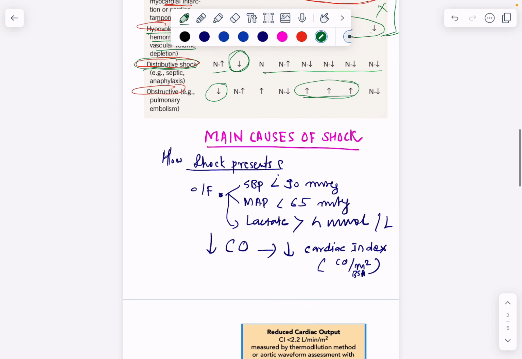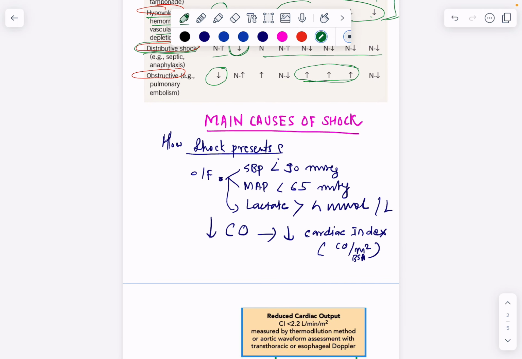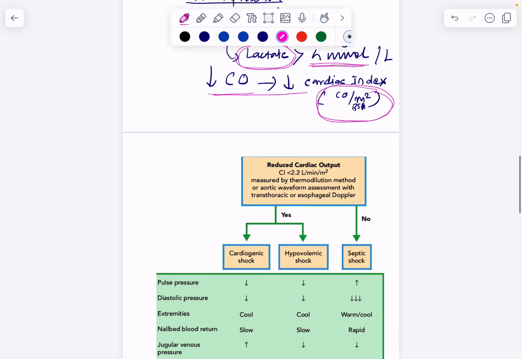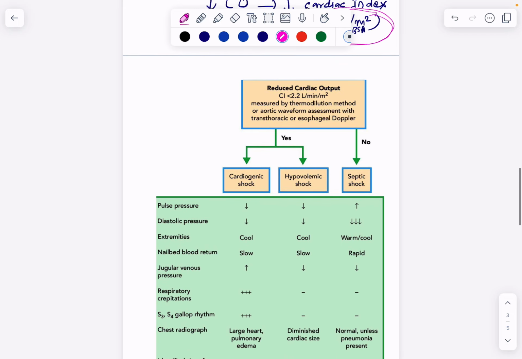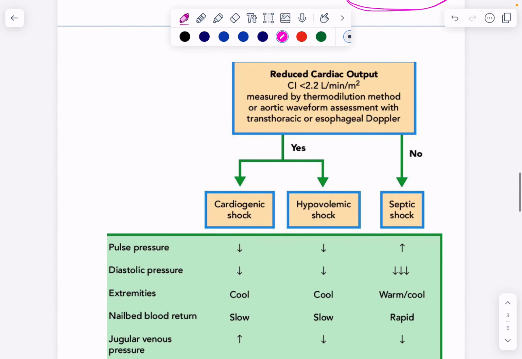So we know that these are the main causes of shock, and the presentation of shock we have already discussed: systolic blood pressure less than 90, mean arterial pressure less than 65 millimeters of mercury, lactate, the end product of anaerobic metabolism, more than 4 millimole per liter, and the cardiac output or cardiac index is decreased. I already told you cardiac index is nothing but cardiac output divided by body surface area in meter square. So if there is a reduction in cardiac output, obviously there will be a reduction in cardiac index.